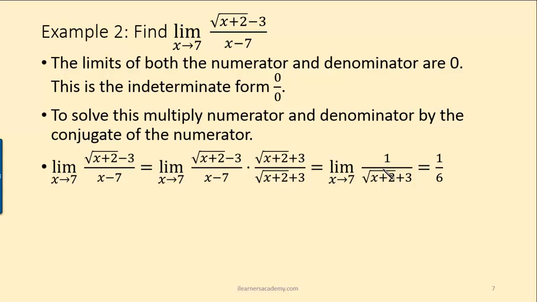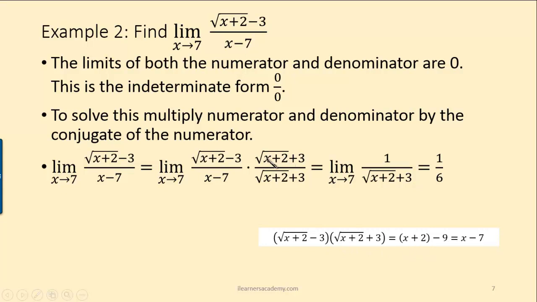difference of two squares. A squared minus b squared is a minus b times a plus b. So I wrote it out here to help you understand it. This times this is this quantity squared minus this quantity squared. This squared is simply x plus 2. This squared is 9. X plus 2 minus 9 is x minus 7.